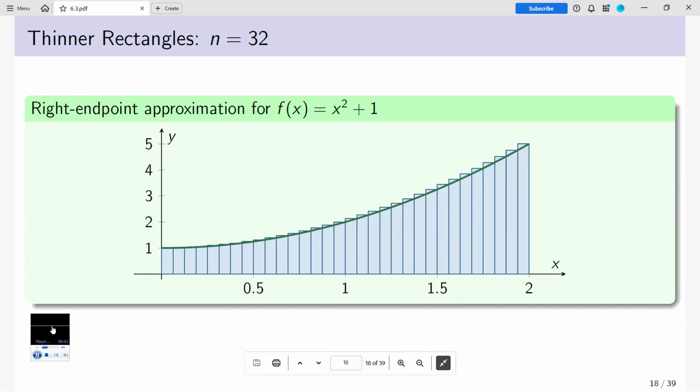With 32 rectangles, the approximation nearly traces the curve. As the number of rectangles grows without bound, their widths approach 0. The rectangles are becoming infinitesimal, which is calculus for too small to blame individually.